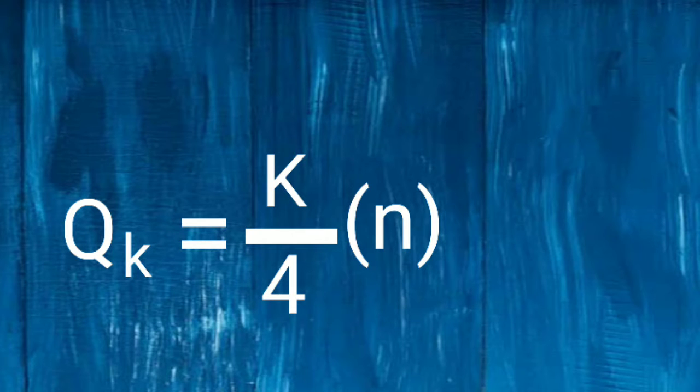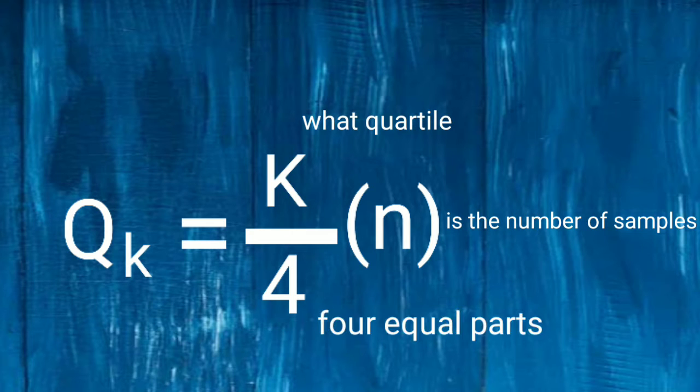Here's the formula on getting the quartile. Q sub k is equal to k divided by 4 multiplied by n, where n is the number of samples and k is the quartile, and divided by 4 because quartile divides the distribution into 4 equal parts.